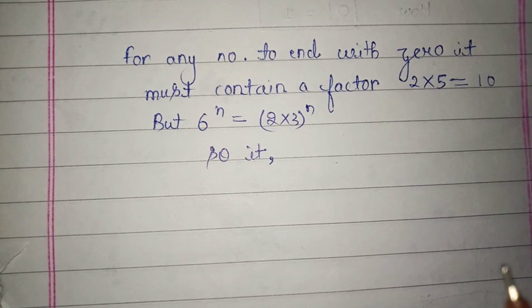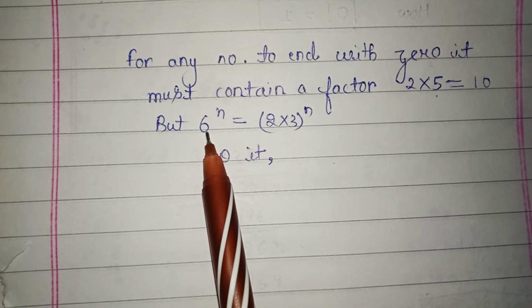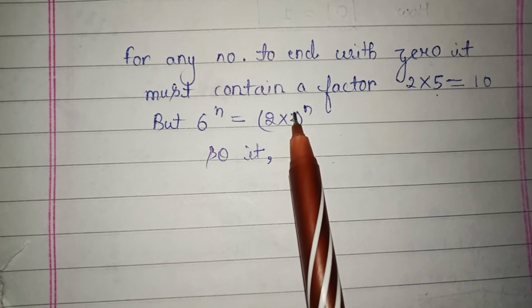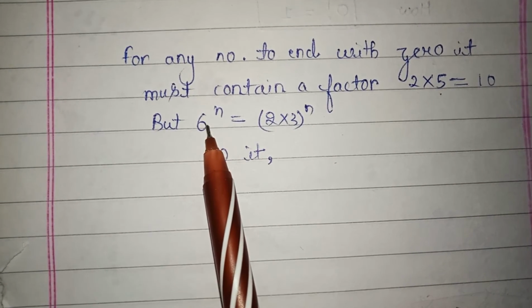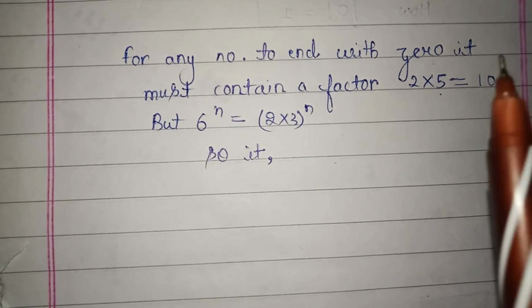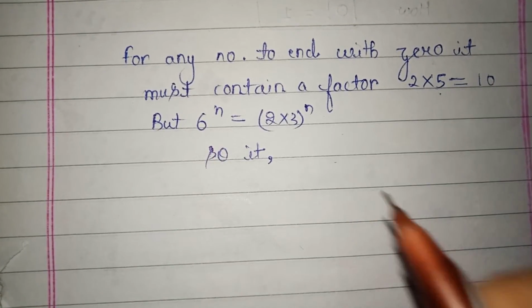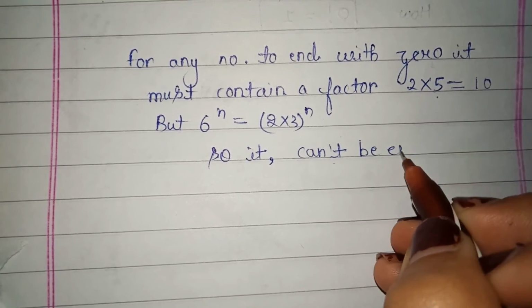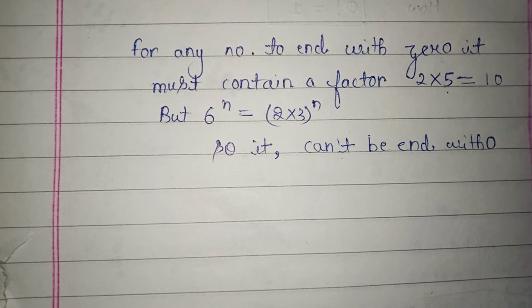So if any number is ending with 0, it will definitely contain a factor 2 into 5. But as we can see, if we express any number in the form of 6 to the power n, we can express it as (2 into 3) whole to the power n. So we know that if we do the prime factorization of this number, we will never get 2 into 5 as a factor. So this number can't end with the digit 0. So moving to the next question.